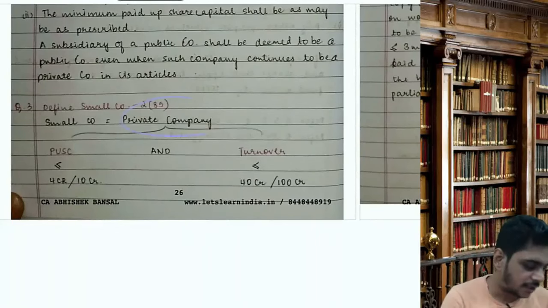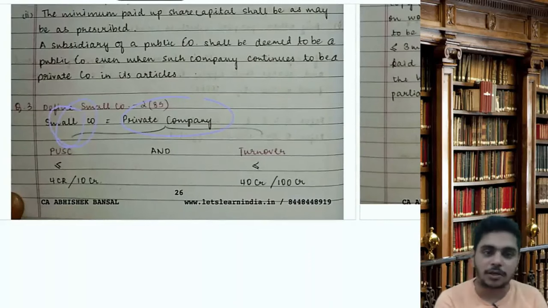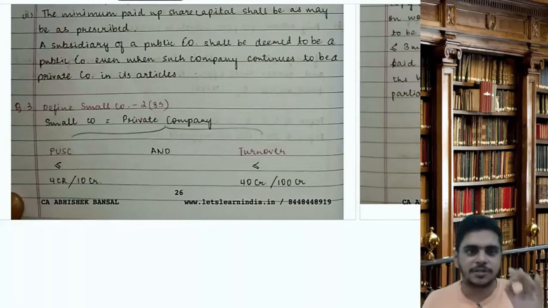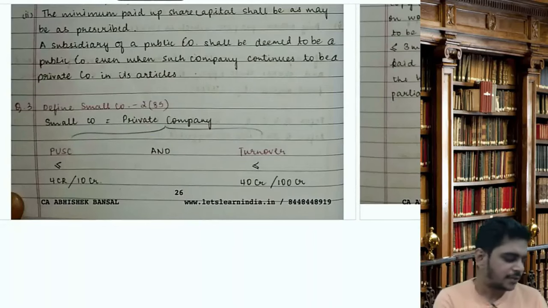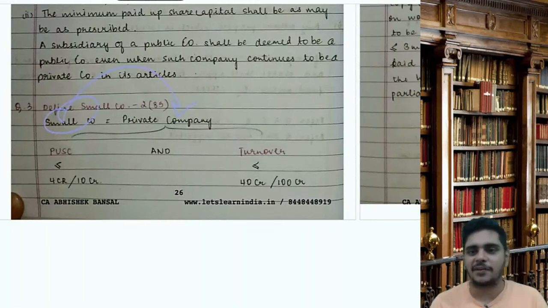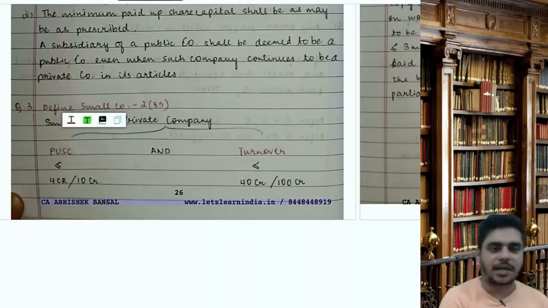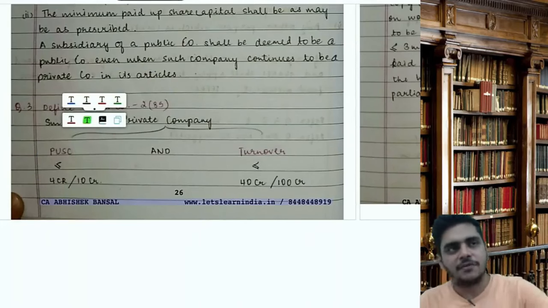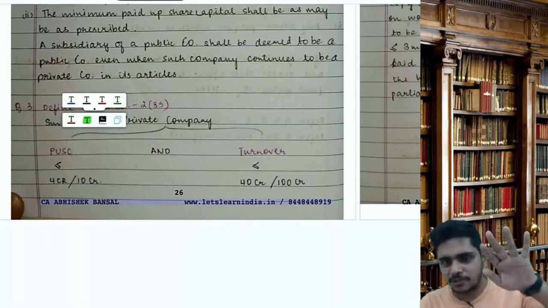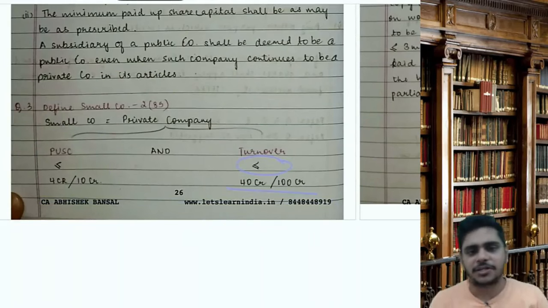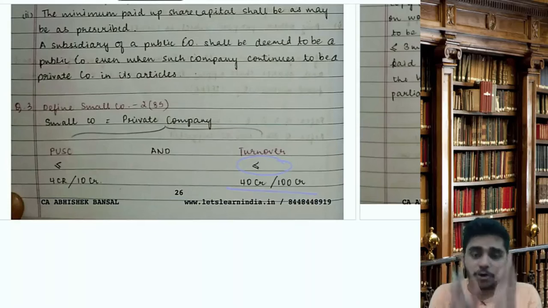Sir, what is a small company? Very important, in the exam you will find this definition for sure, because it's an amended definition from the previous attempt. Small company is a type of private company having paid up share capital of less than or equal to 4 crore, which can be increased up to 10 crores, and having a turnover of less than or equal to 40 crore, which can be increased up to 100 crores. The government can increase it.